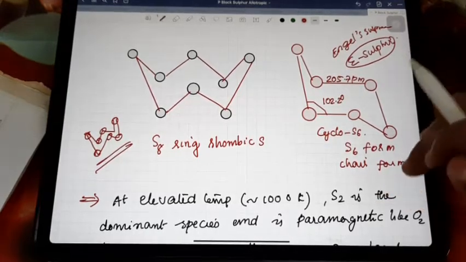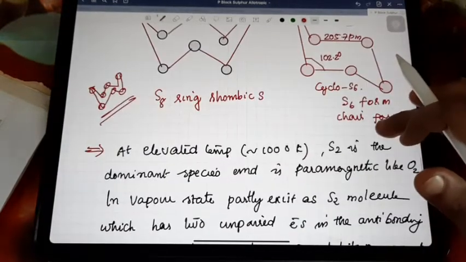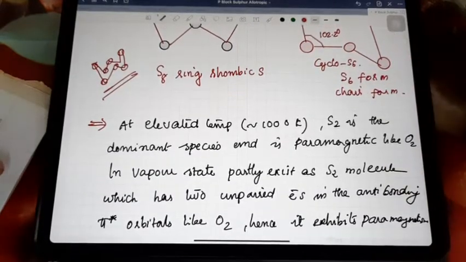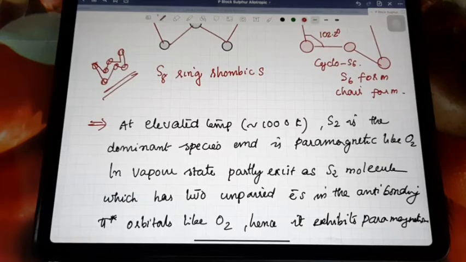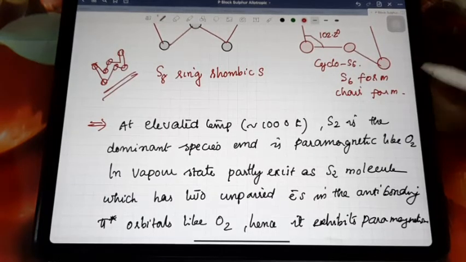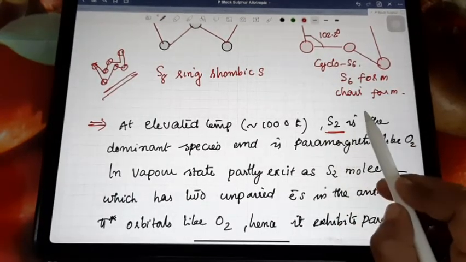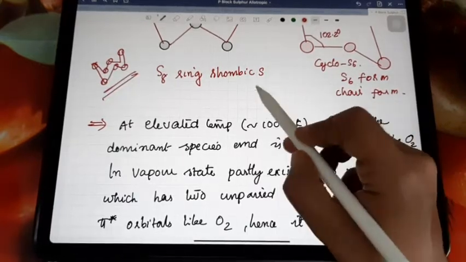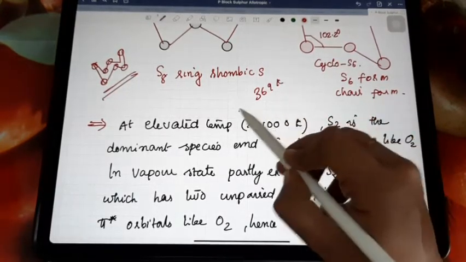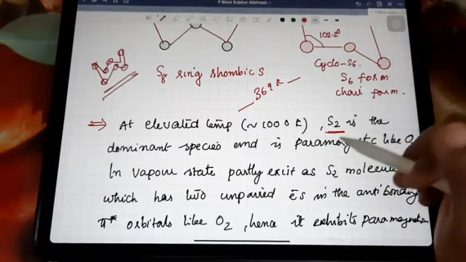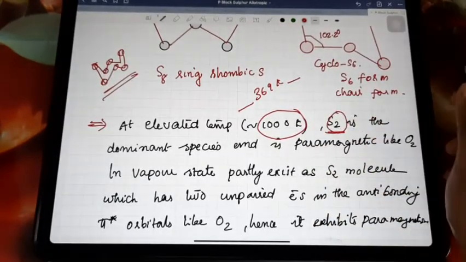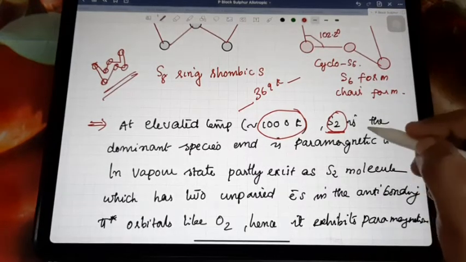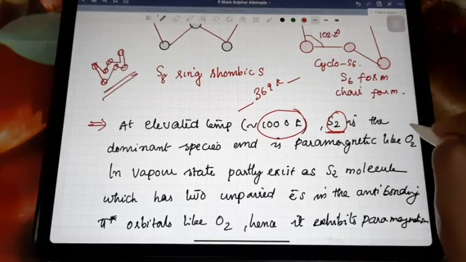Then next, one more point we have to discuss: the S2 form. At elevated temperature, approximately 1000 Kelvin, S2 is the dominant species. We discussed the cases below and above 369 Kelvin, but at almost 1000 Kelvin the S2 form is more stable. S2 is the dominant species, and it is said to have paramagnetic character like O2.